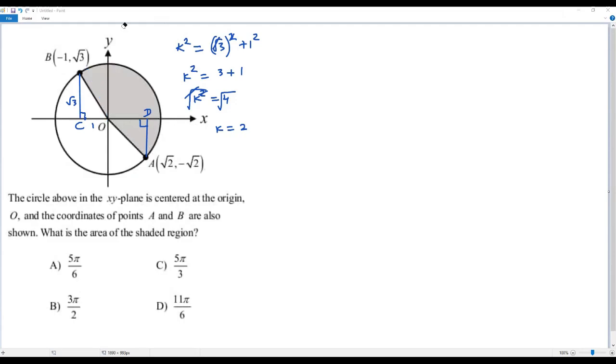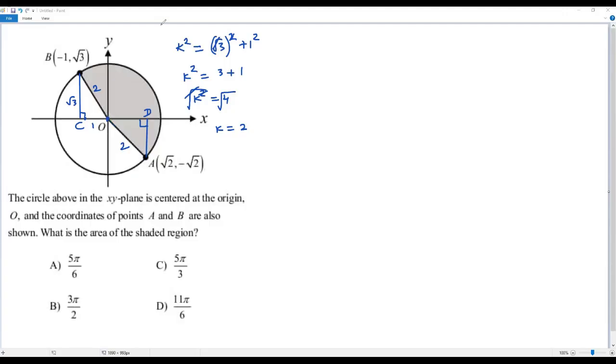And also this 2 is the radius of the circle because this OB is the radius of the circle. It connects the center of the circle and a point on the circle. So here I got the radius of the circle, 2, and the length of OA also here is 2 because this one also is a radius.